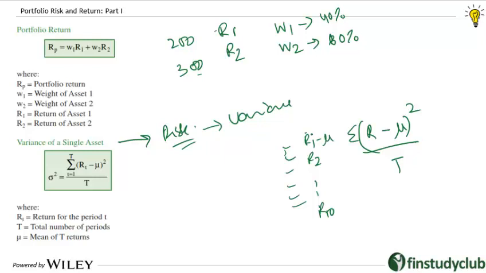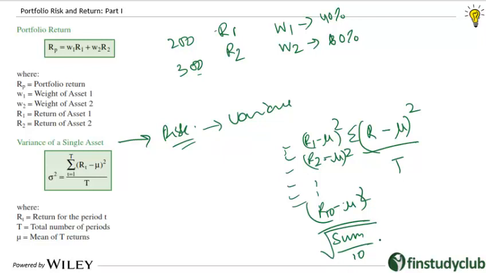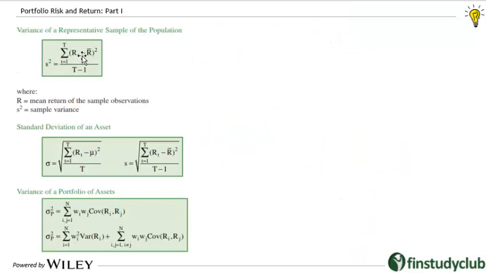So you're going to take R1 minus mu, R2 minus mu, and so on. Take the square of this, add it up, and once you've added, divide it by 10, and then take the square root of it. That's going to give you the sigma. Instead of mu, if I place the mean return, which is calculated based on the sample, then I will make sure that I divide it not by T, but by T minus 1. Because remember, if you use the sample mean to calculate the variance, you're going to divide it not by n, but by n minus 1. In this case, T minus 1.